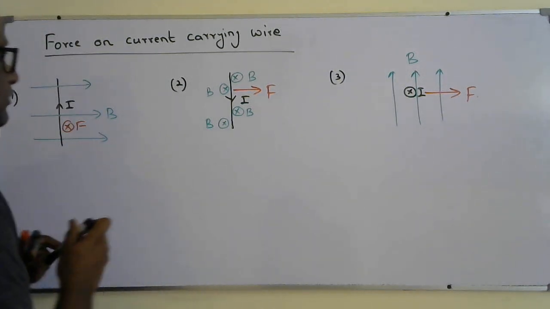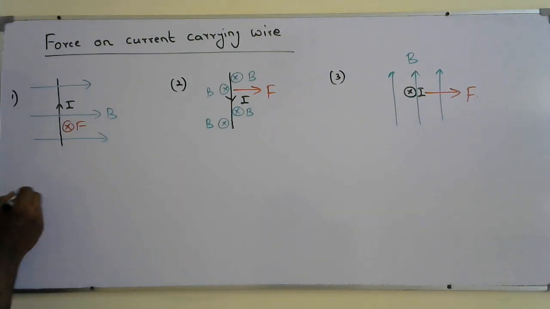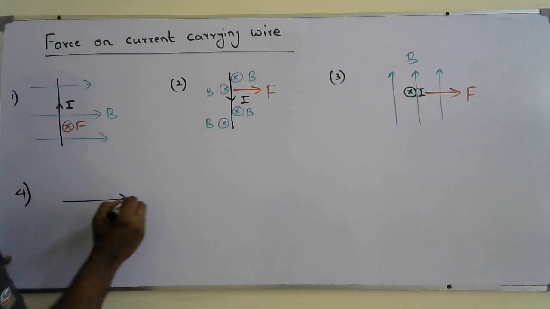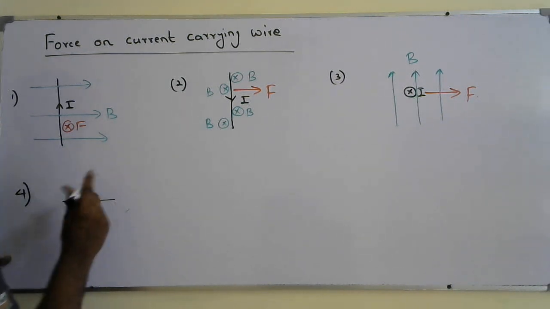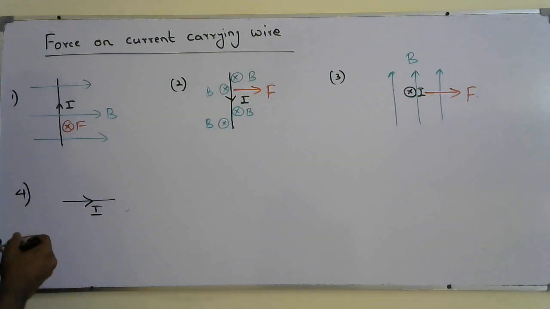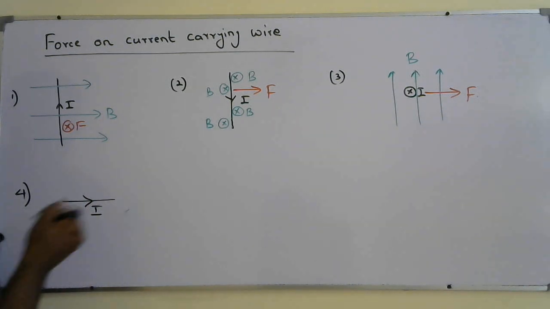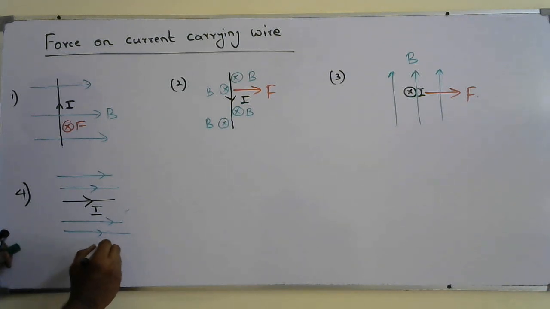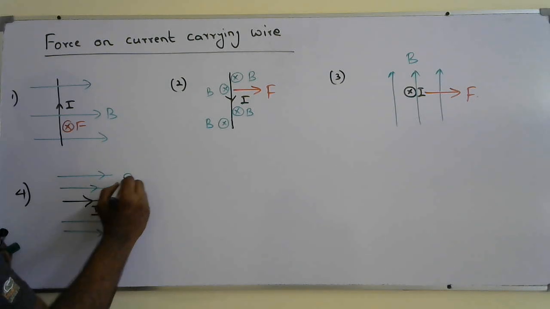Okay, the fourth example, we'll do this one and then we'll go to the angle. Imagine the current carrying wire is carrying current towards the right. The field lines are parallel to the direction of current flow, whether in the same direction or opposite direction, doesn't matter, but field lines are parallel to the direction of current flow.